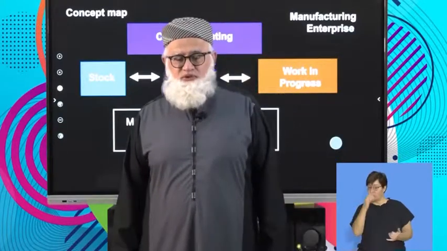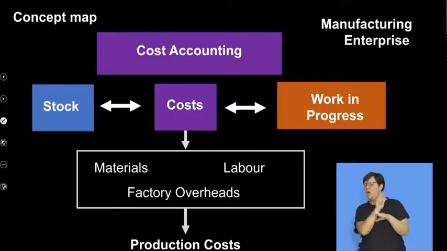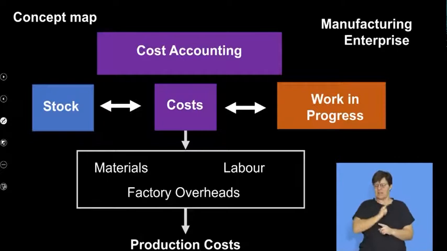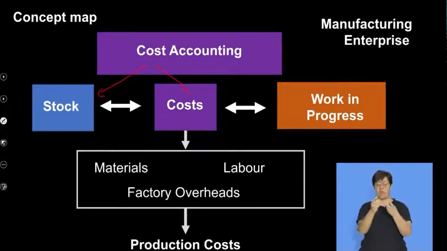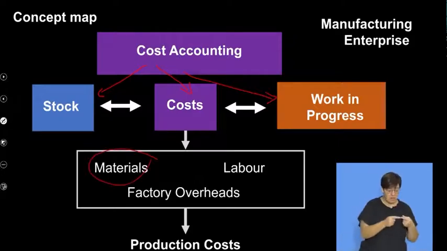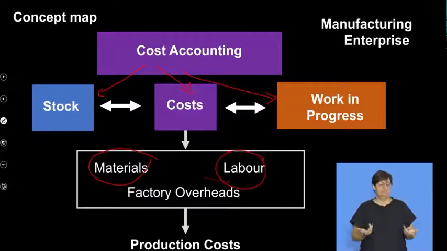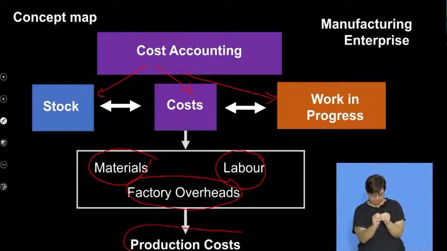Remember, we're busy with cost accounting, and we said, quick overview, our cost accounting tells us we have our stock accounts, where we move into our cost accounts, and then we move into work in process. Remember, the three most important categories of your work in process would be your materials, your labor, and obviously your factory overheads, and this would then give you your production cost.